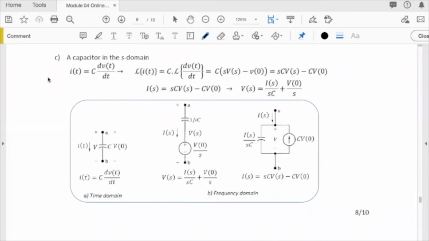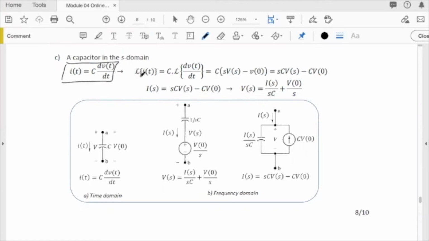Next, we look at the capacitor. The equation for the capacitor is given in the time domain. We have a current which is equal to the capacitance multiplied with the rate of change of voltage.